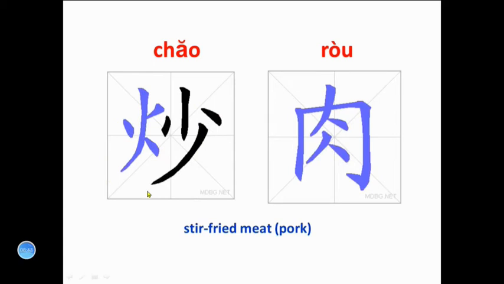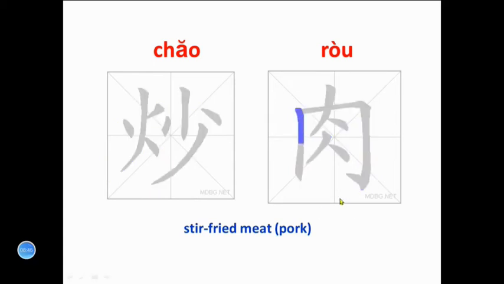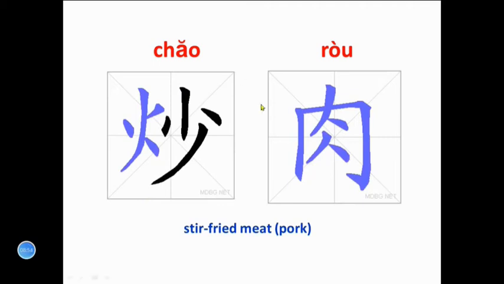8 strokes. Now it's time to write down 肉. This is an independent character, but we still start with the stroke from the very left. 1, 2, 3, 4, 5, 6. So, have you written them down already? Now, why don't we move on to the kitchen and get ready to make this easy Chinese dish?